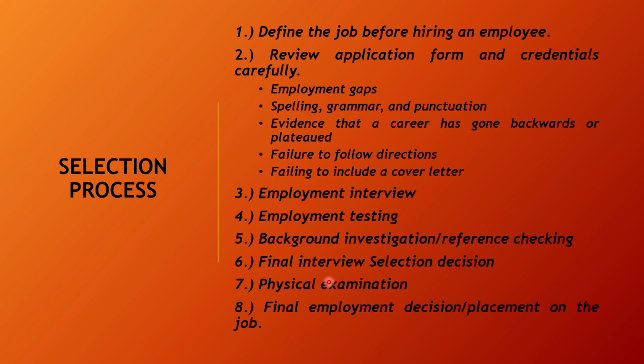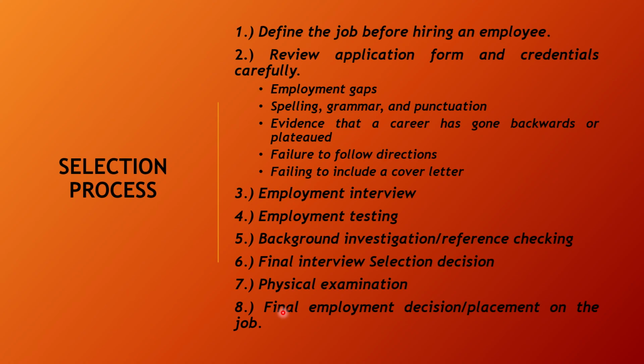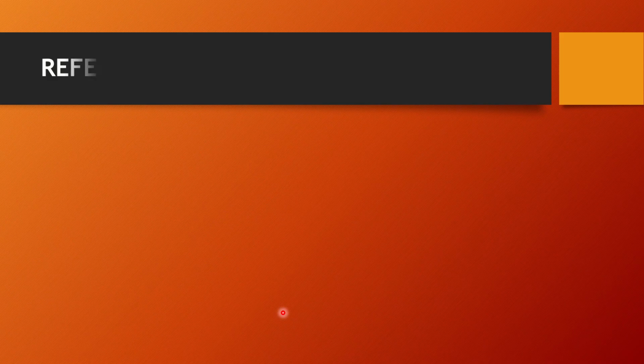Then, lastly, the ninth process, 9 ito, is the final employment decision or the placement. So when we say placement, this is the decision to accept or reject the applicant. Now, based on the results of the physical examination and value judgment based on the information gathered in the previous steps. Or, when we say placement, this is actually the final decision nga buhaton sa company. So if you pass all these things, then congratulations, you get the job. So that is the process of the selection or employee selection.